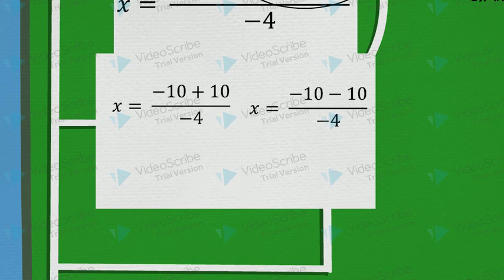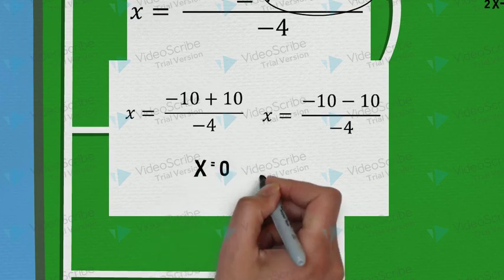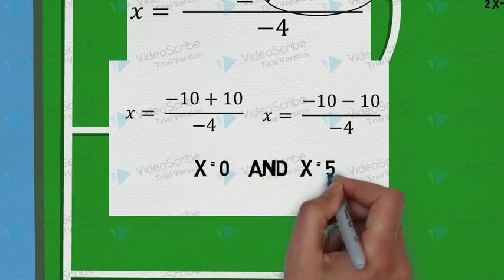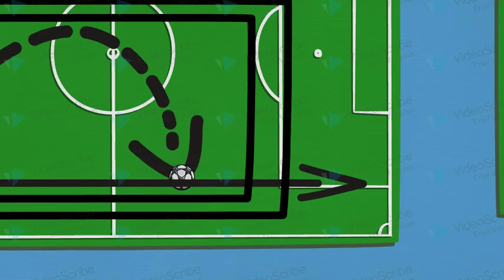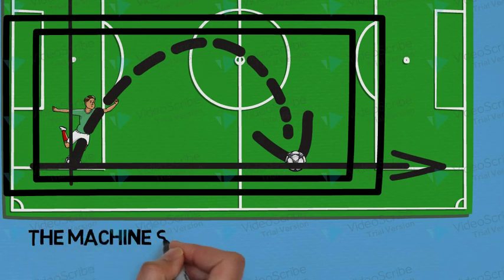Since the square root of 100 is 10, you should have negative 10 plus 10 over negative 4 and negative 10 minus 10 over negative 4. This would give us 0 over 4, which means x equals 0, as well as negative 20 over negative 4, which equals positive 5. So our x-intercepts would be x equals 0 and x equals 5. If the equation's in meters, can you tell me how far Omar kicked the ball? Take a few seconds and think about it.